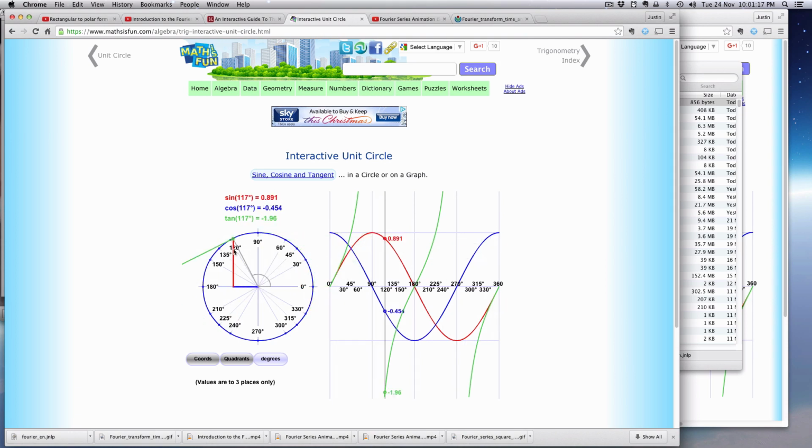So that's the unit circle here. The size of the circle will be the amplitude, the speed at which it goes around the circle will be its frequency, and its phase, or its initial phase, will be where it starts. If it starts from here and goes back around to there, that'll be its phase.